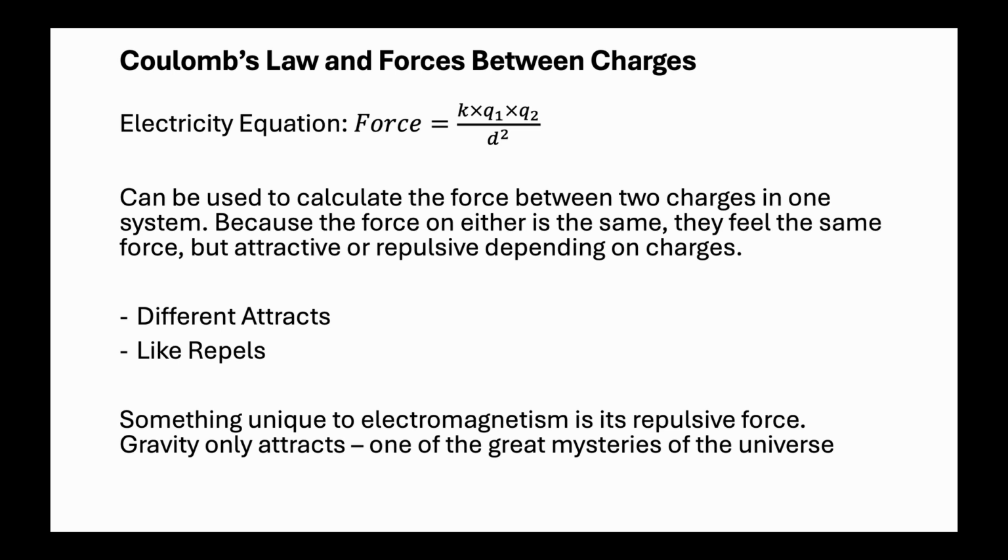This also raises another good point: something unique to electromagnetism is the different facets of how the force can be expressed. It can be a positive or negative force. It's not just an absolute force. Like gravity, it's just an absolute force. It only attracts. Whereas electromagnetism can attract or repel depending on whether it's positive or negative.